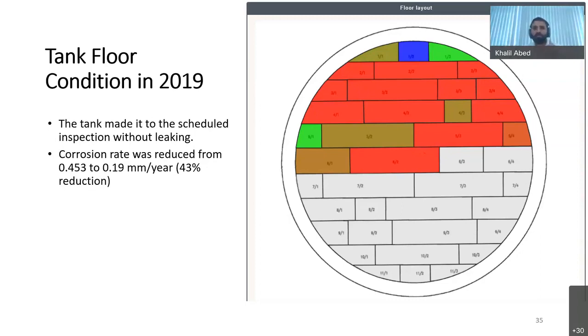The tank owner opted to scan only 40% of the tank area in 2019. That's why you can see on the floor scan that it's not for the entire tank. They only scanned 40% of the tank, I would say as a sanity check, to see if there was an effect on the corrosion rate from the vapor phase corrosion inhibitor. The partially scanned area shows that the vapor phase corrosion inhibitor helped reduce the corrosion rate by 43%. And the tank did not leak during its service life.